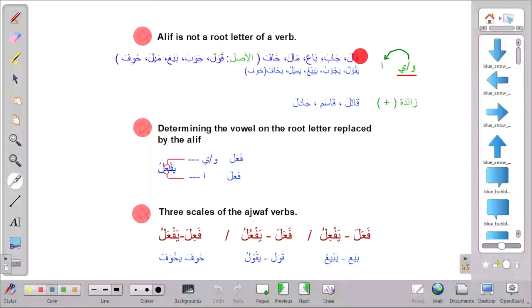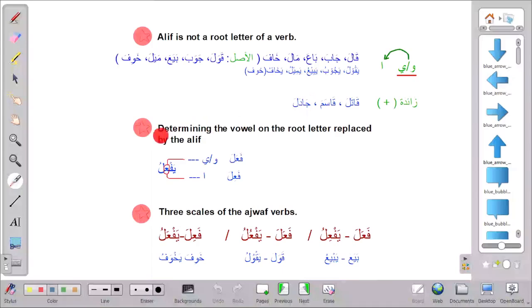Here, the qaf corresponds to the fa, the lam corresponds to the lam, then the alif will correspond to the ayn. And we said alif cannot be a root letter, so meaning it replaced something. But here, the root letters are the qaf, the ta, and the lam, which are 3. So the ayn there is a zaida. It is not replacing anything. It's not in the position of anything. It is just a zaida, an addition. So I hope that is clear. So those are the 2 possibilities when you see an alif in a verb.